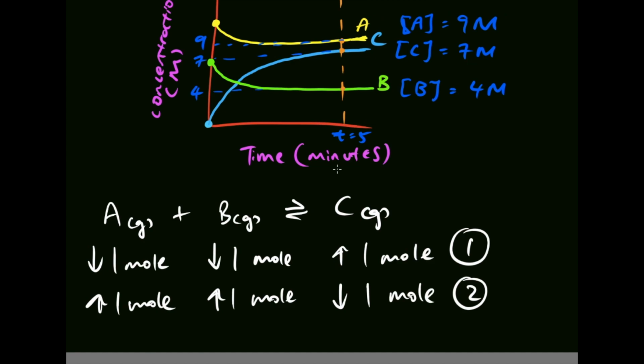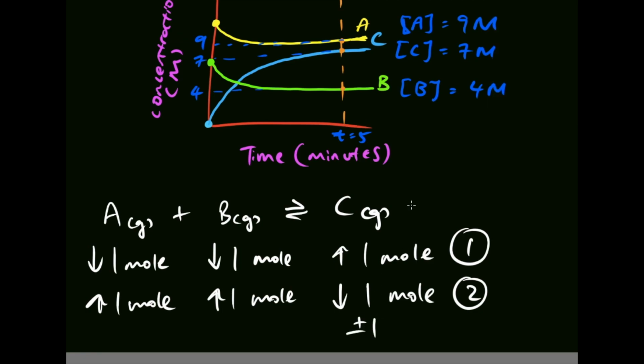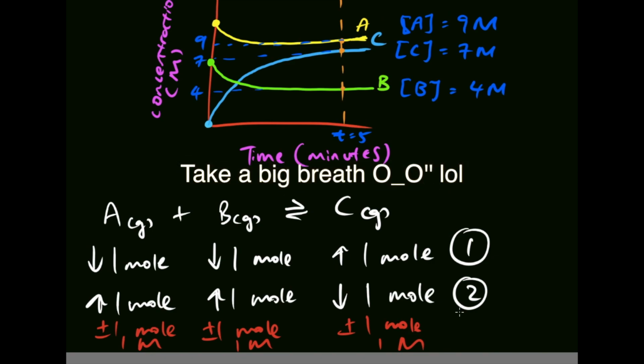So what's the change in the moles of C? What do you think? It'll be plus and minus 1 mole. And how about B? It will be plus and minus 1 mole. How about A? Plus and minus 1 mole. Since we said that the volume is constant, these are basically concentration values: plus and minus 1 mole per liter for each.